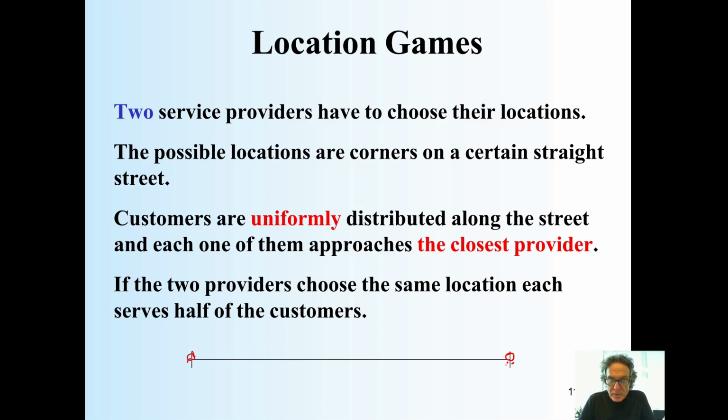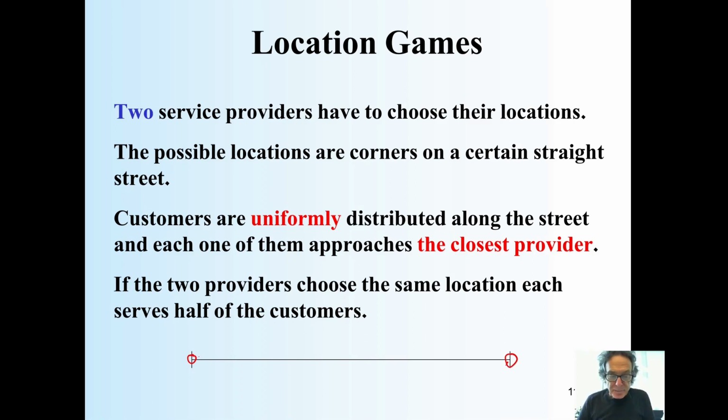Customers are uniformly distributed along the street. Uniformly means that if, for instance, I take this interval and another of the same length, I'll have the same number of people here as the number here. So it really becomes a function of the length of the interval. They spread out uniformly on the interval.